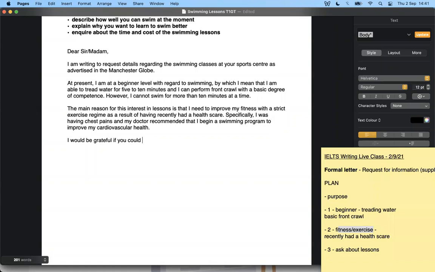Basically, the best one we want here, or one of the best options here, is the one that I put in the task one course: I would be grateful if you could. Now, notice what this is doing here as well. Not only are you including some really nice letter vocabulary, specifically for formal letters, but you've suddenly included a conditional sentence as well. I would be grateful if you could. So, you know, you're doing multiple things at once.